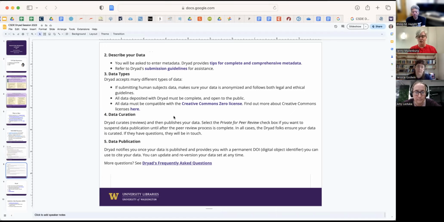So the other thing you can do is, you'll see it says select private for peer review if you want to suspend data publication until peer review is complete. A lot of folks do that, right? Frequently a journal publisher will require a DOI prior to publication. So you're not quite ready to publish the data because maybe you're still finishing up or doing some editing, but you need the DOI to be able to submit your article. This is how you get through that process.